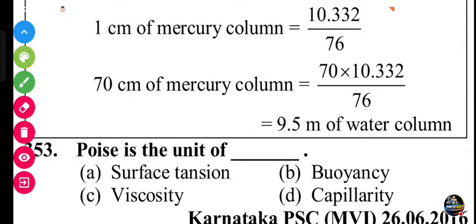Next question. Poise is the unit of, a very often repeated question, poise is the unit of viscosity.